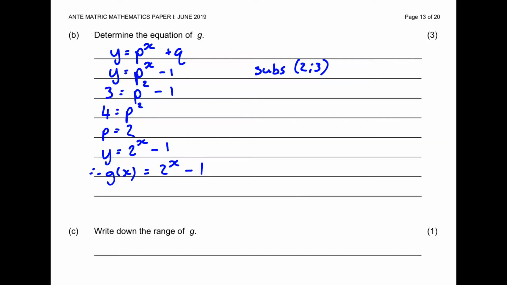C, write down the range of g. So the range of an exponential curve is from the asymptote to either positive or negative infinity, depending on which side of the asymptote the graph is drawn. So in this case, the range is y greater than negative 1.